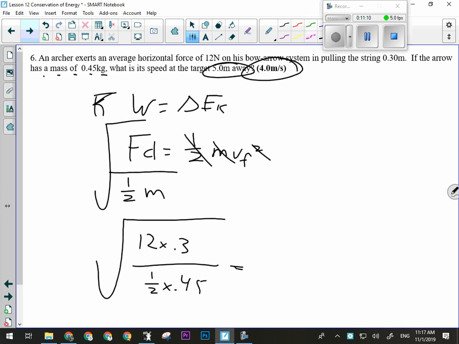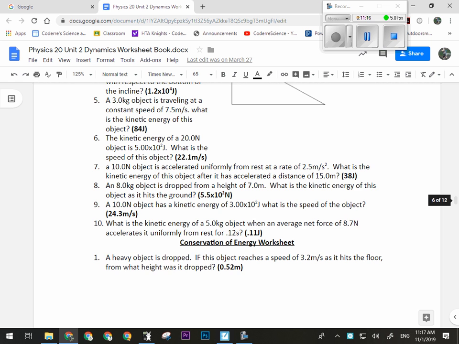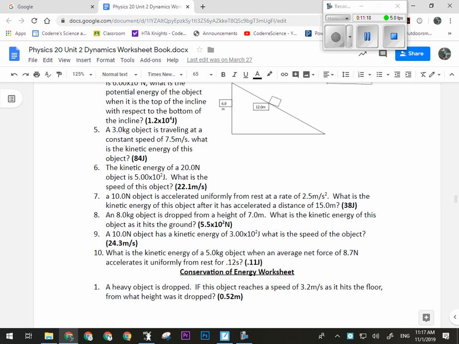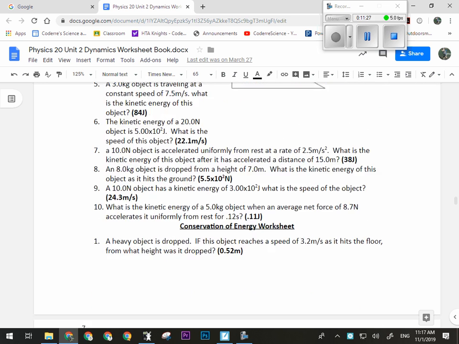Now, there are still a couple of questions that we haven't done on this worksheet. I would like you to try them because we didn't get fully into these work energy theorem questions, like 7 through 10, from the energy worksheet. I'd like you working on those here for the remainder of class.